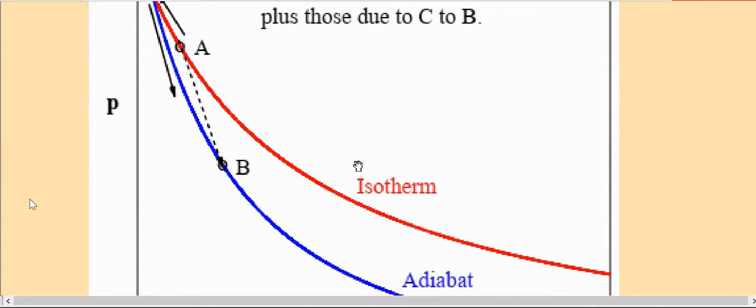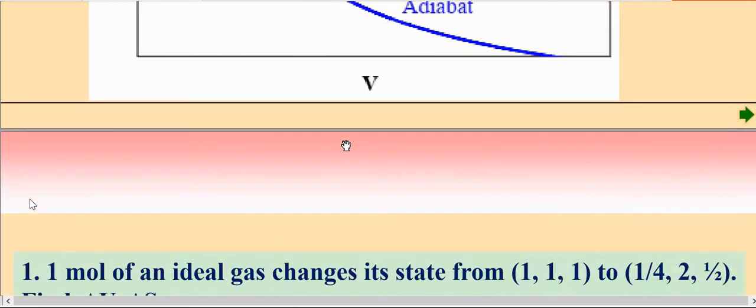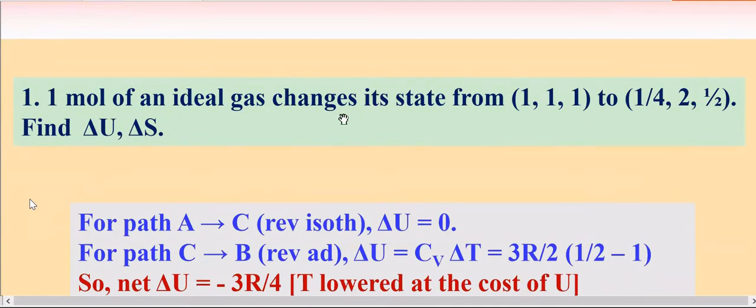Right? So you now identify the figure with what we did in the numeric. From point A, we go up, we reduce the volume, increase the pressure, reach a point C. From point C, we now go down, increase the volume, and go up to point B to reduce the temperature as well. So this is the reversible part. Okay. So this was the problem.